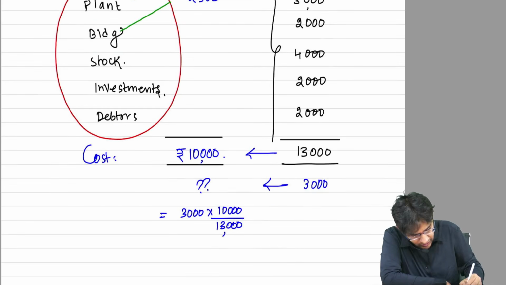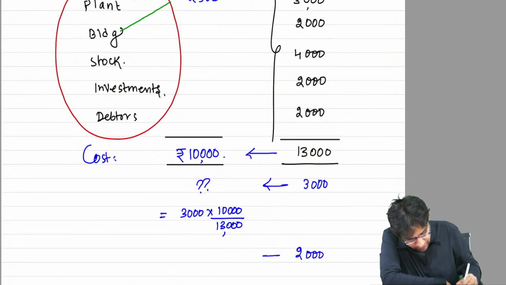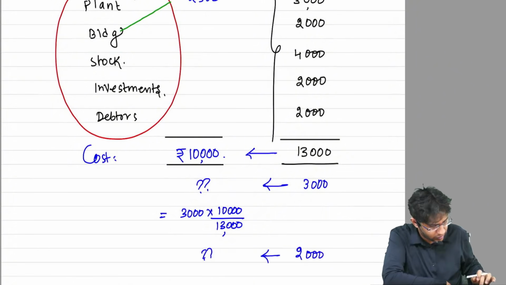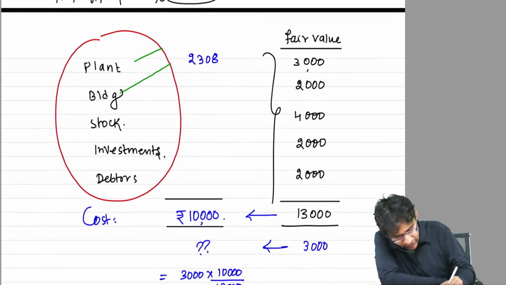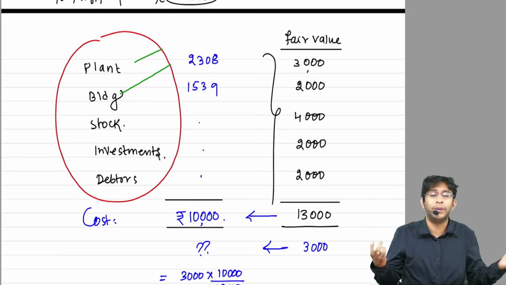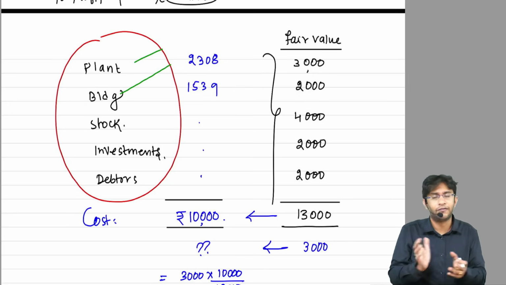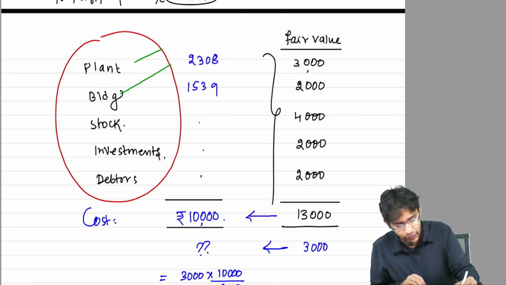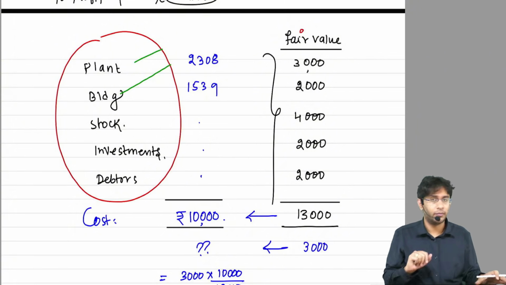Similarly, 2,000 should have how much proportionate cost? So 2,000 divided by 13,000 into 10,000. It's 1,539. Rest of it also similarly you can work out, but I'm not interested because we want to work out only PP. So first you have to work out proportionately on the ratio of fair values. That's what you have to remember.